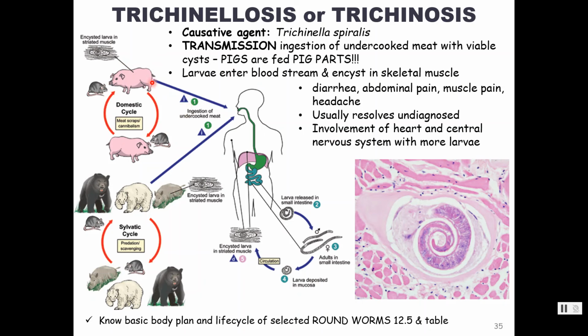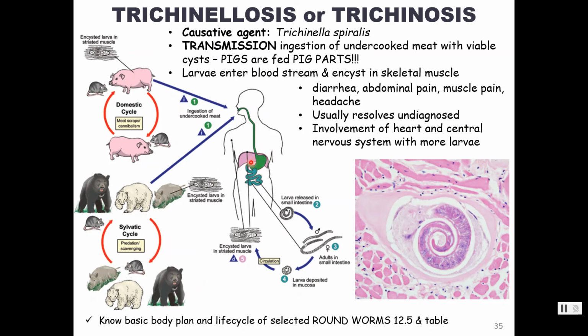You can see this little cycle over here, the domestic cycle. If pigs are fed meat scraps, or if we're talking about rodents through cannibalism, however that occurs, then the larvae are going to encyst in the muscle of the pig. Humans are going to eat that encysted muscle if the food is not cooked properly, if it hasn't been deep frozen for very long, or irradiated. Then once that meat is ingested, the larvae are going to be released in the small intestine.